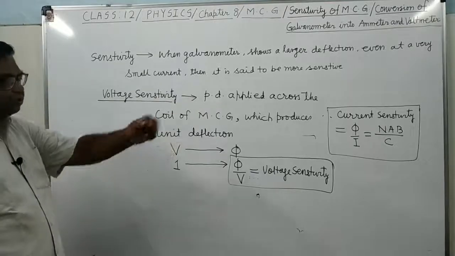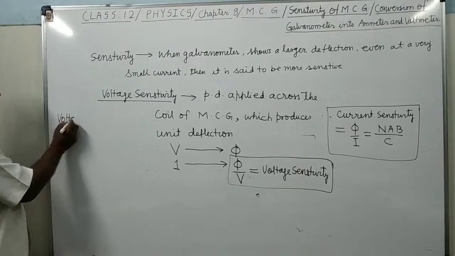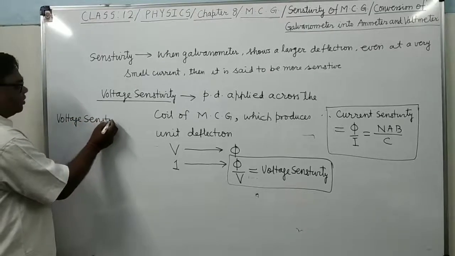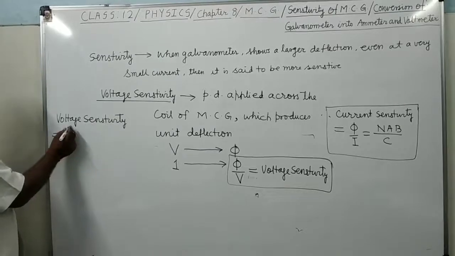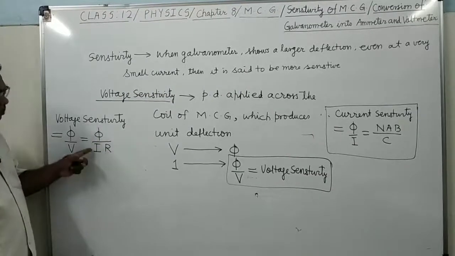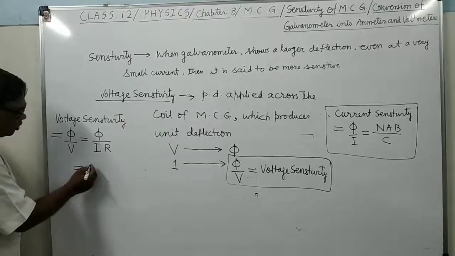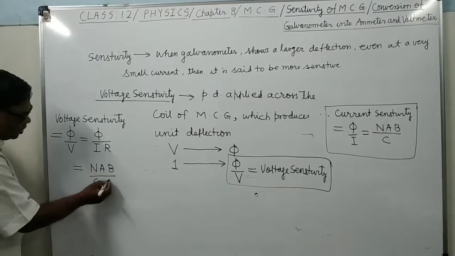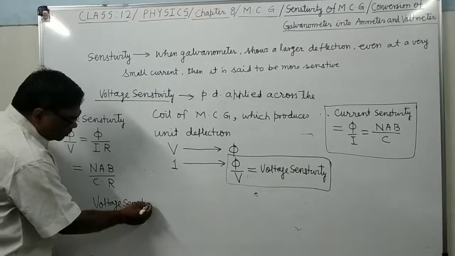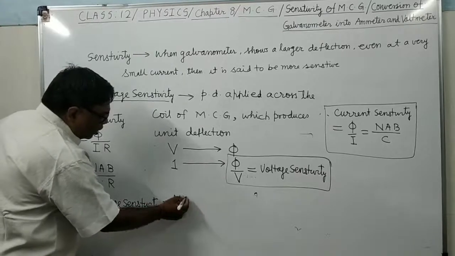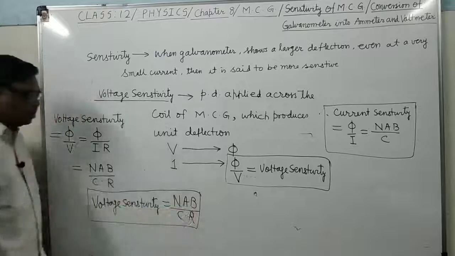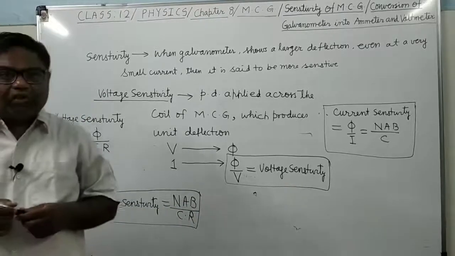Now see here, this voltage sensitivity can also be written in terms of N, A, B and C. As you know, this is equal to phi upon V, and V you can write as I into R. Now we know phi upon I is NAB upon C. So voltage sensitivity will be equal to NAB upon C into R.